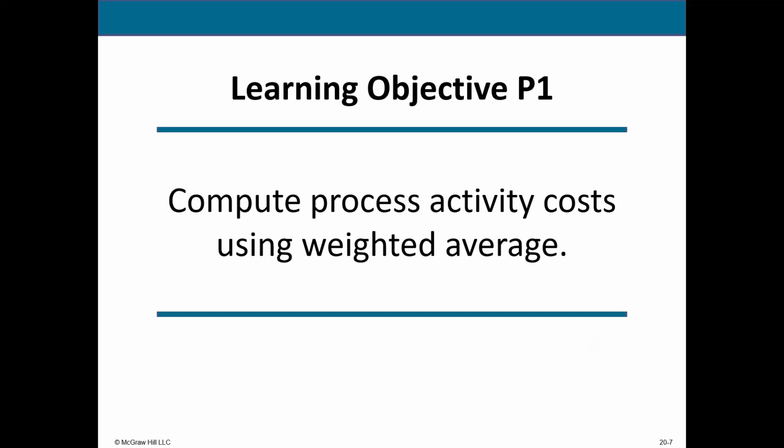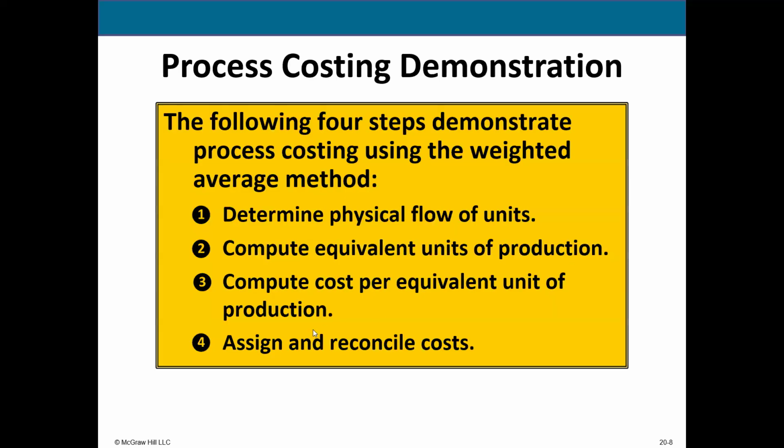And we do that using what we call weighted average. Weighted average, as the name implies, is the average cost. We apply that in 4 steps. The first step is we determine the physical flow of the inventory. It started as raw materials, went into the first department, work in process, the roasting department, and then it moved into the second department, the mixing department, and then it moved into finished goods. We determine the physical flow as it moves from one department to the next.